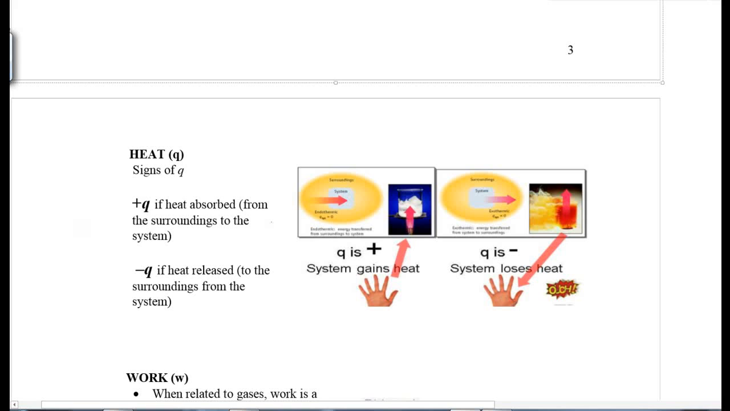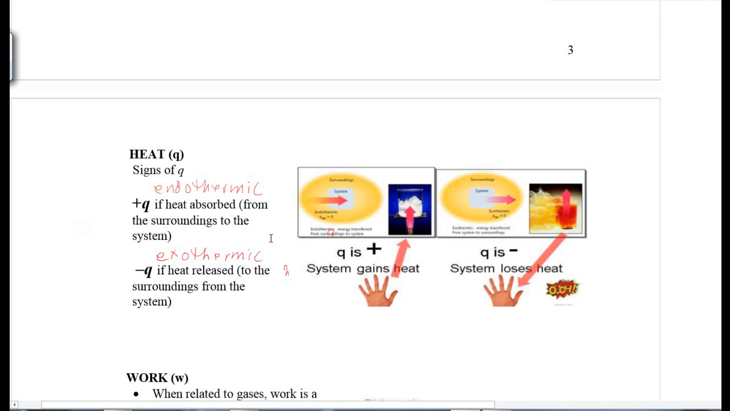And students will often get confused about exothermic versus endothermic. So if something is absorbing heat, it is endothermic, right? Which means it is adding heat, or plus Q. If it is losing heat, it is exothermic.